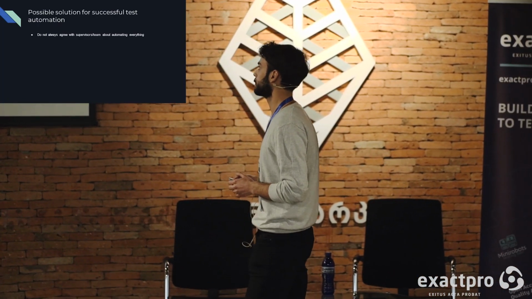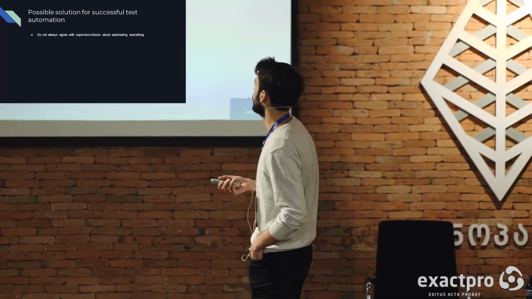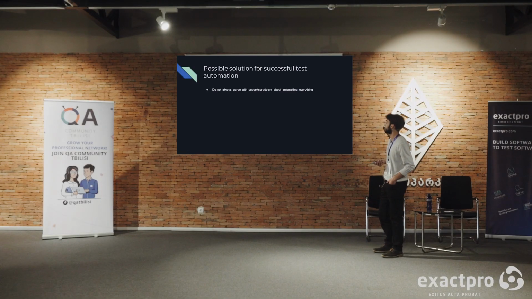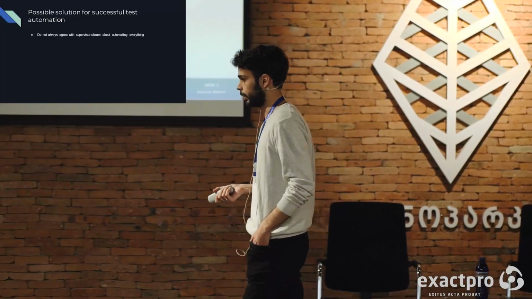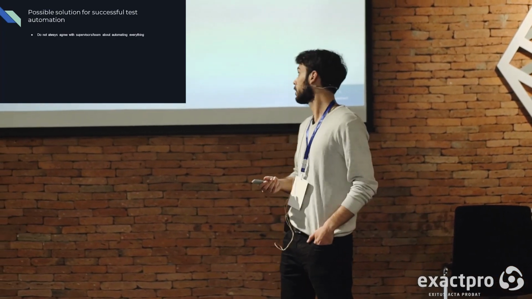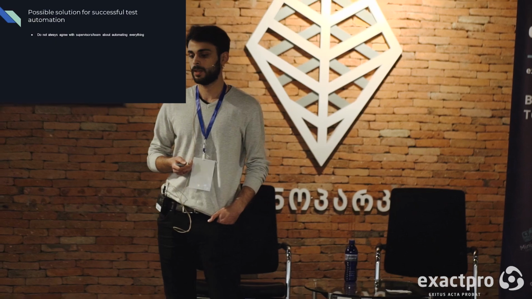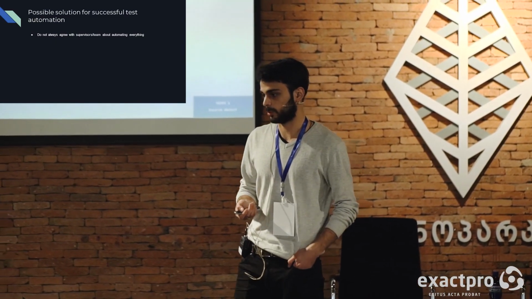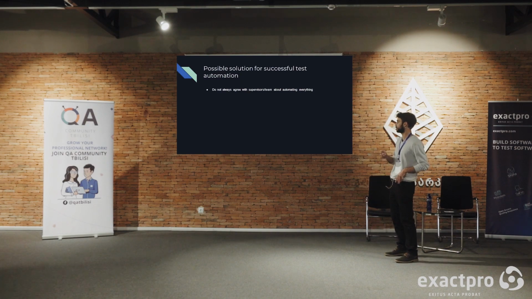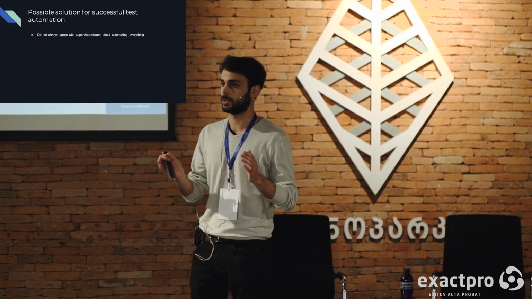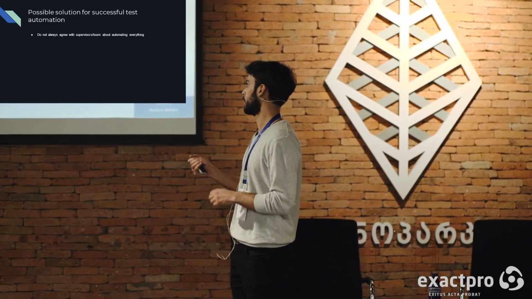So, the question you may have is: if we cannot automate everything, what can we automate? There are some general suggestions about this. I can tell you briefly, but there are some sheets where you can calculate metrics on which functionality is worth automating, and then you automate.